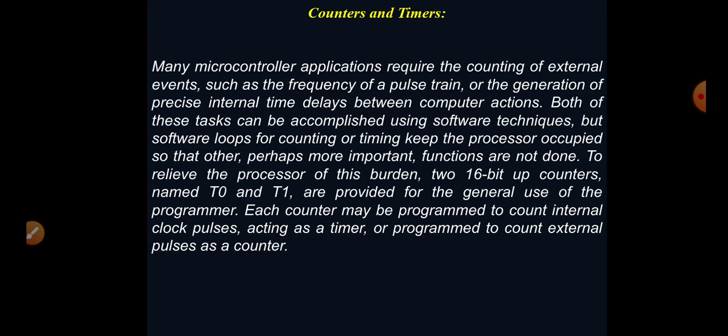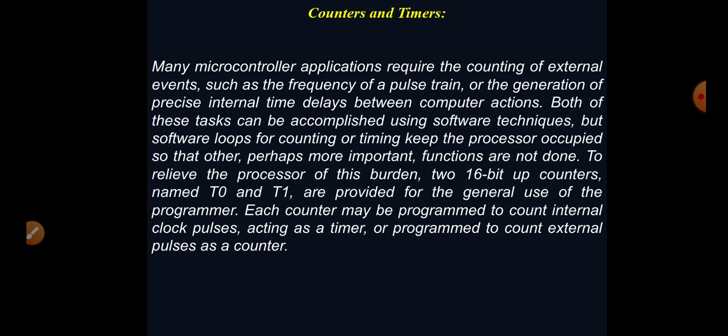For that reason, there are two 16-bit up counters named T0 and T1, which are provided for the general use of the programmer, and each counter can be programmed to count the internal clock pulses. If it is counting the internal clock pulse, on each clock pulse the counter will be incremented by one. So if the counter is incremented with the help of the internal clock pulse, then we call it a timer. Or the same circuit can be programmed to count external pulses. If it is counting the external pulses, then it is called a counter.